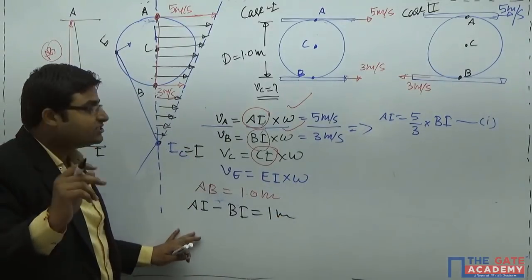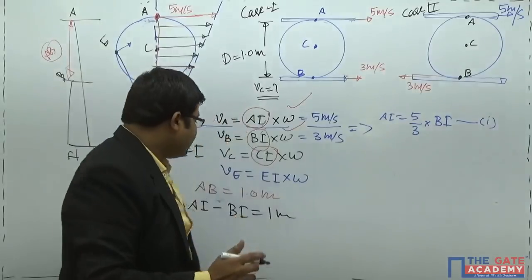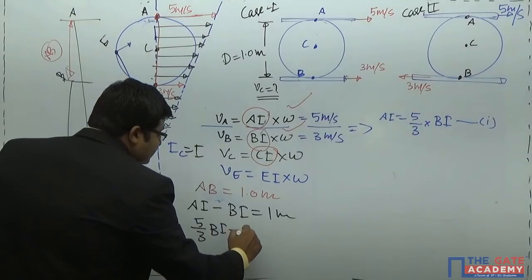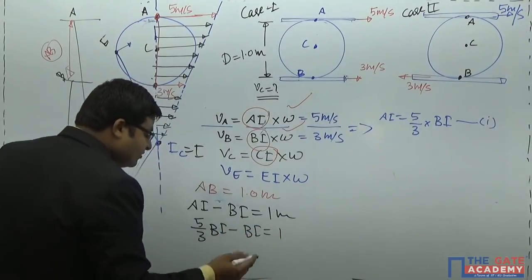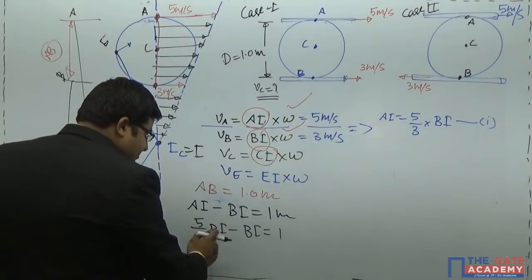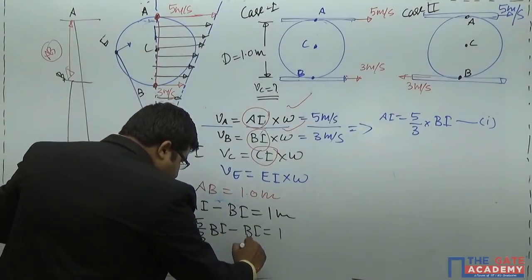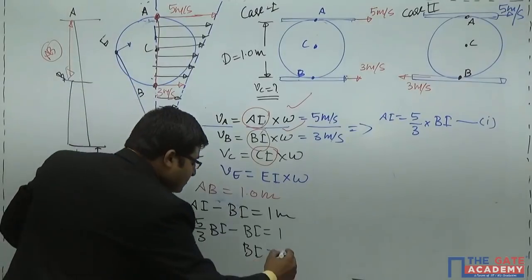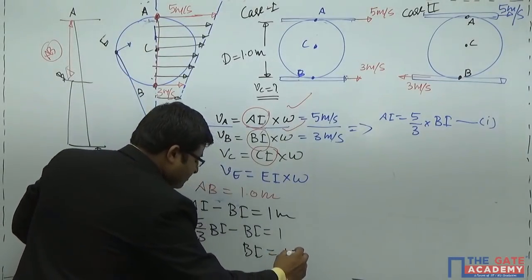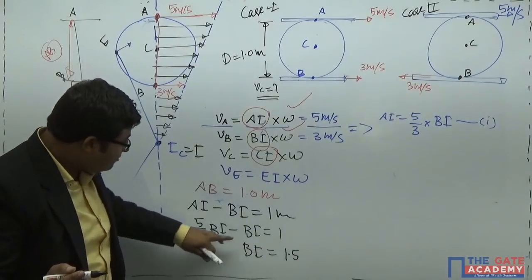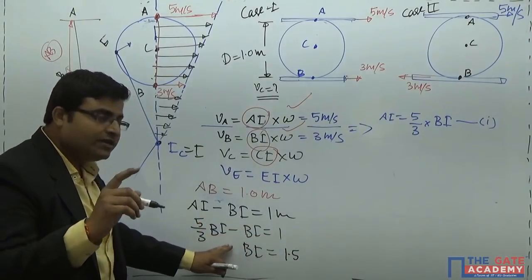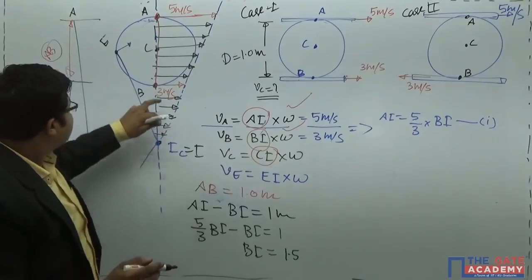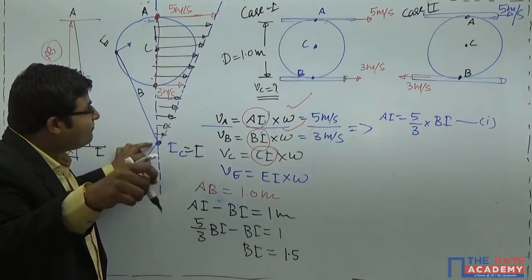Okay. So we have two relations. AI is equals to 5 by 3 BI. We can put it over here also. 5 by 3 BI minus BI is equals to 1 only. Okay. What is this? This will be 5 BI minus 3 BI, 2 BI equal to 3, and BI is equals to 3 by 2 or 1.5 meters only. This B to I is 1.5 meters only.